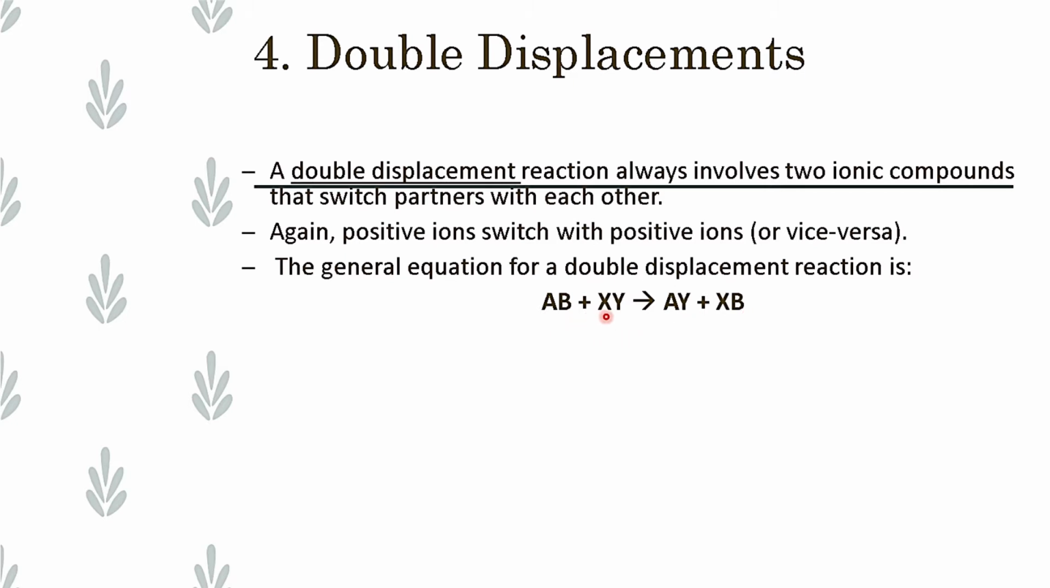Here what happens, you can see A was with B before the reaction and X was with Y before the reaction. Y has taken or replaced B from its compound and has taken its position and formed the new compound AY, and B has taken position of Y and formed new compound XB. To identify double displacement reaction, you can see there will be two compounds on reactant side and two compounds on product side also, which will switch their partners.